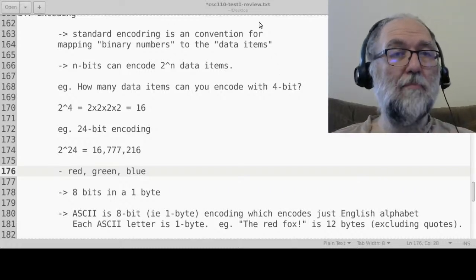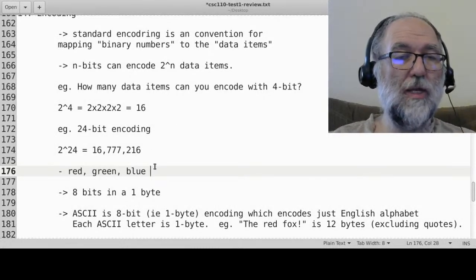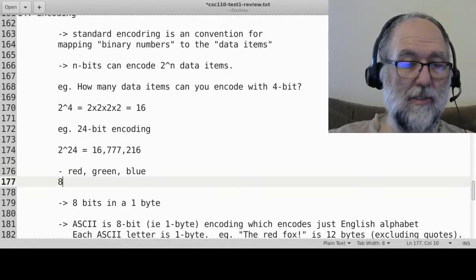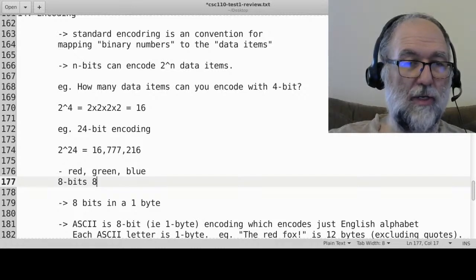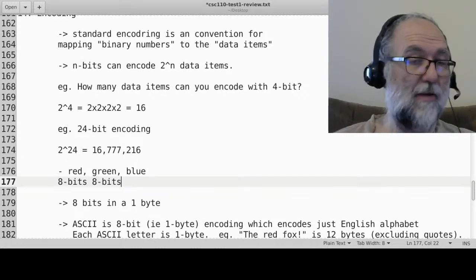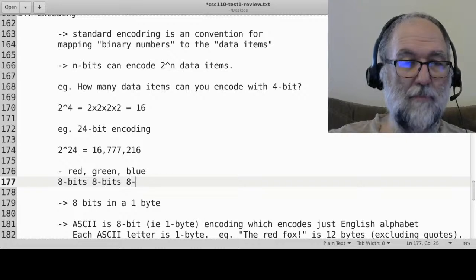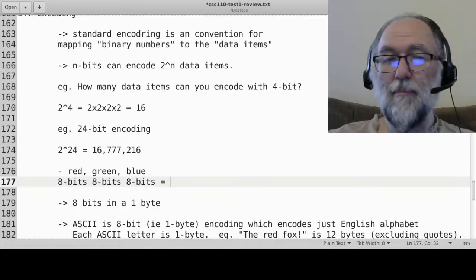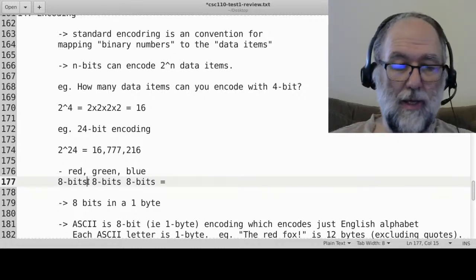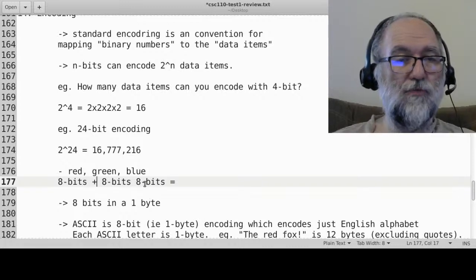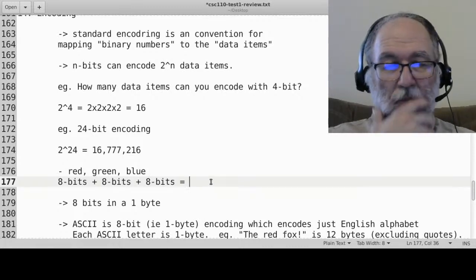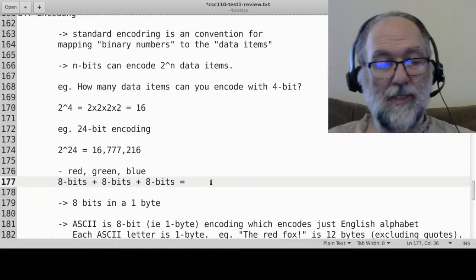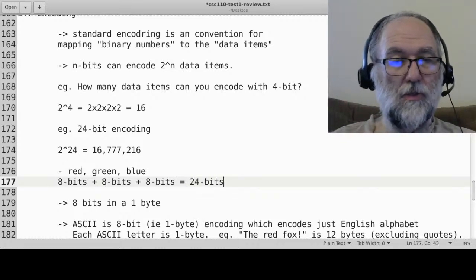Each one of those takes 8 bits. How much do you need to encode the red level? 8 bits. How much to encode the green level? Another 8 bits, a different set of 8 bits. And how much for the blue? 8 bits. So it's 8 bits for the red, another 8 bits for the green, and another 8 bits for the blue. 8 plus 8 plus 8 is 24 bits. So there you go.